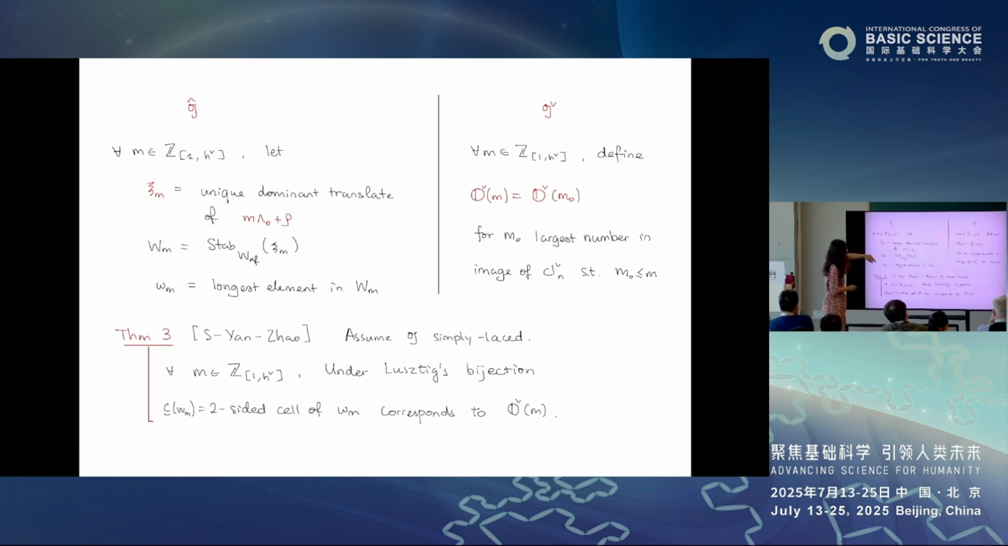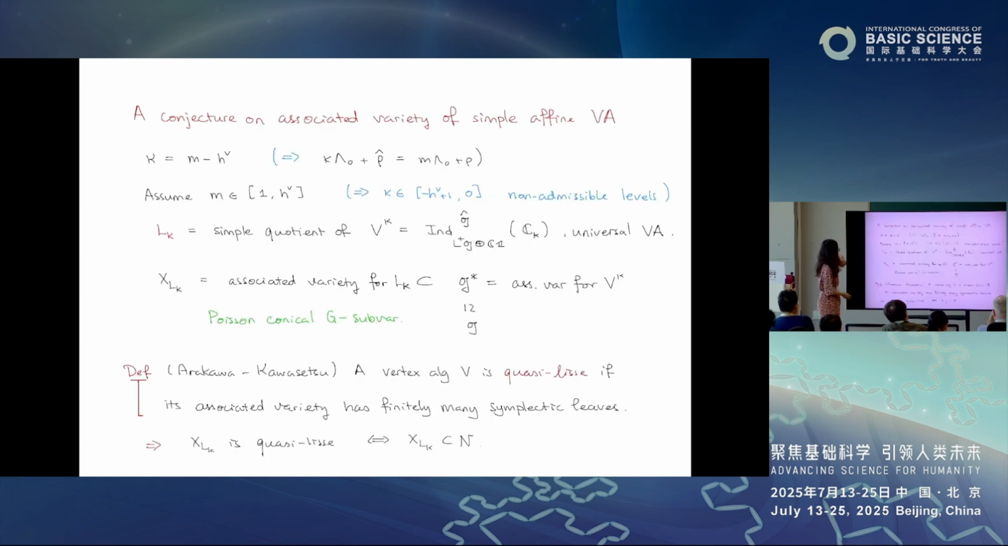Then you assume m belongs to this region. Apart from the case kappa equals 0, which is an easy case, the other cases are called non-admissible levels.